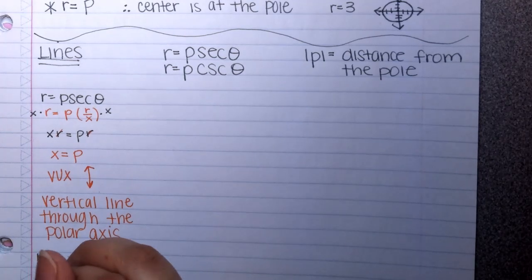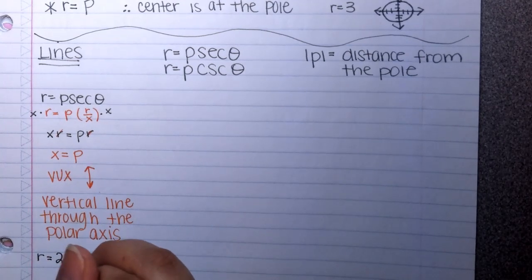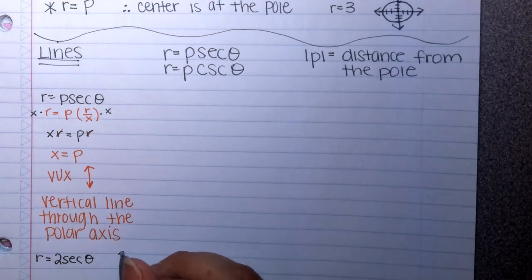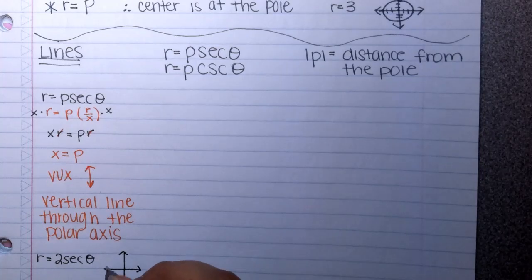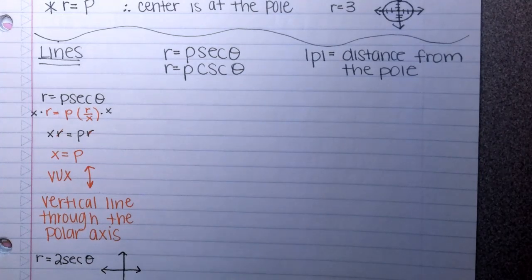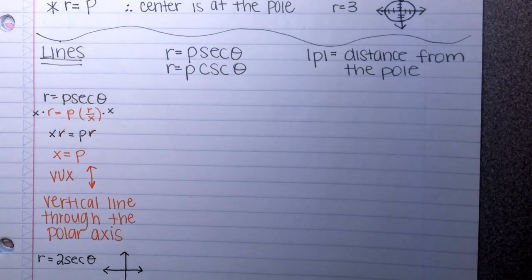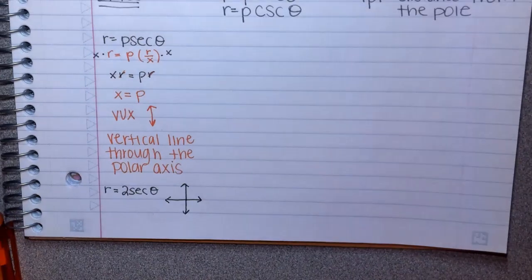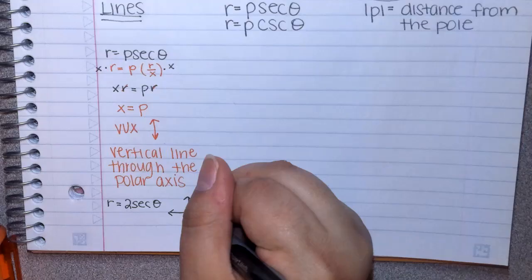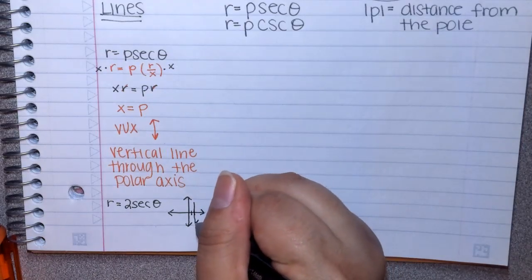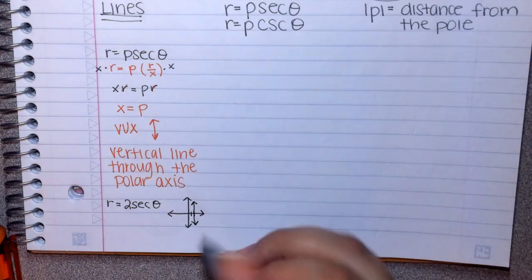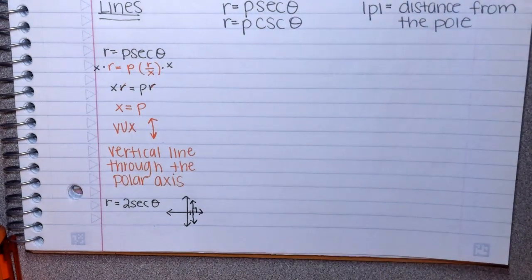So if I tell you r equals 2 secant of theta, which direction am I going to go? To the right. 1, 2, and draw my vertical line. And it is perpendicular to that polar axis.